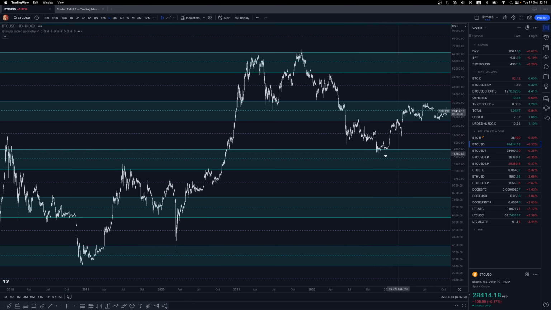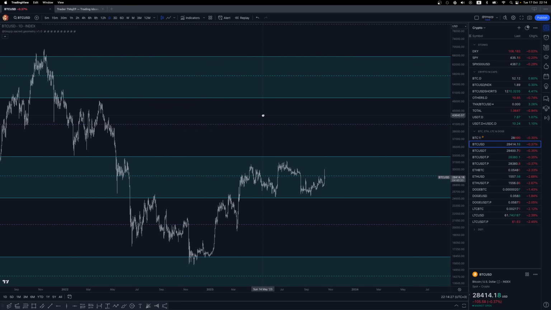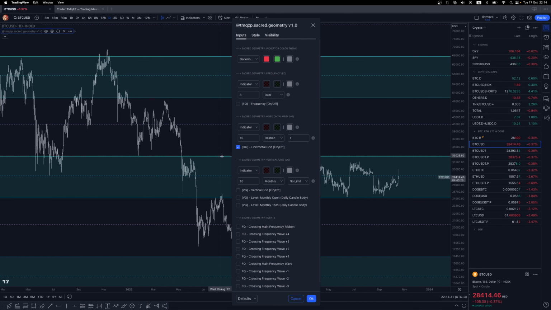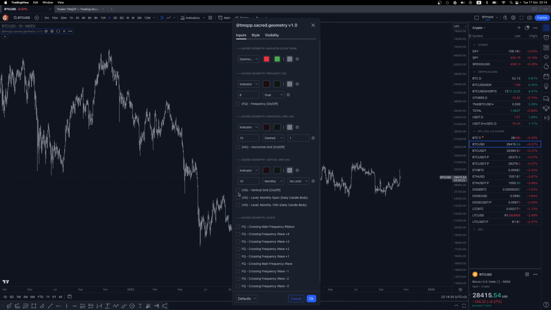so let's go back to Bitcoin, and then we'll actually leave this on, or wait, no, I'll deactivate it for a little bit and then activate it later. So let's go and have a look at the vertical grid. Before I do that, let me check. So the options on the horizontal grid are just stylistic choices.